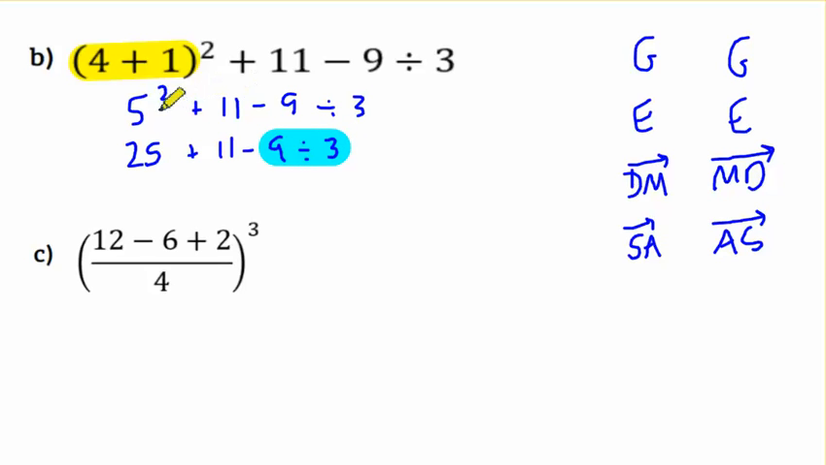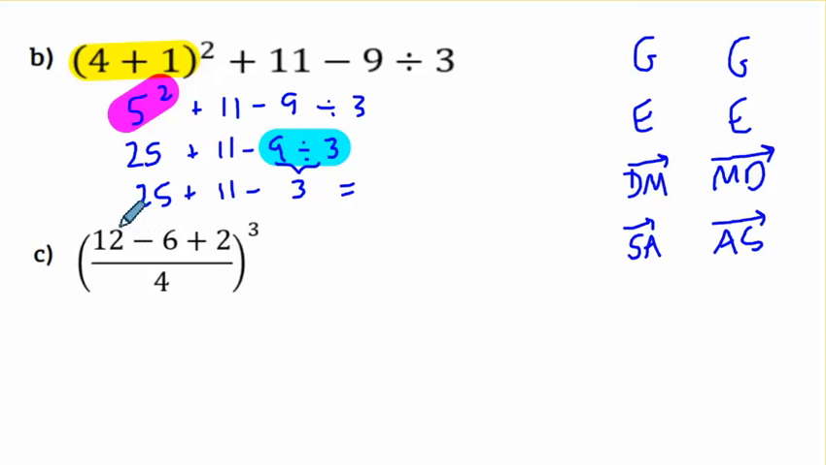And sorry, I forgot to highlight over here. Maybe I can kind of come back and do that because that's going to drive me crazy. Okay, so we did the exponents and now we're doing the division. And so we leave all this and we do 9 divided by 3, which is 3. And then our final step is to take care of the addition and subtraction from left to right. So I'm going to let you take care of that last step.